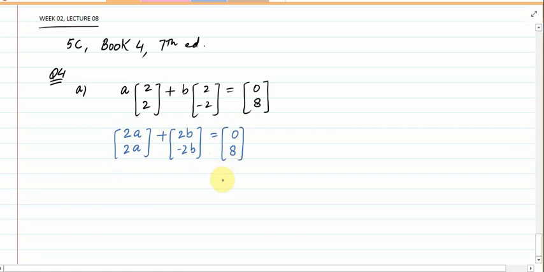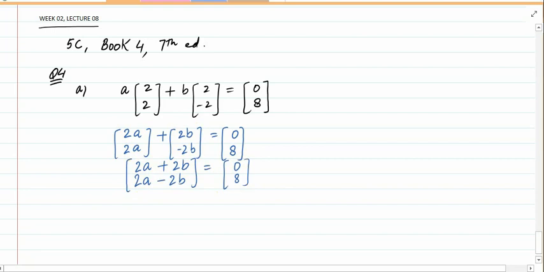Now we are going to solve the matrix. Before that, make sure that the orders of the matrices are equal. So this matrix has 2 rows and 1 column. This matrix also has 2 rows and 1 column, right? So we can add these two matrices. It will be 2A plus 2B, the bottom one, 2A minus 2B is equal to 0 and 8.